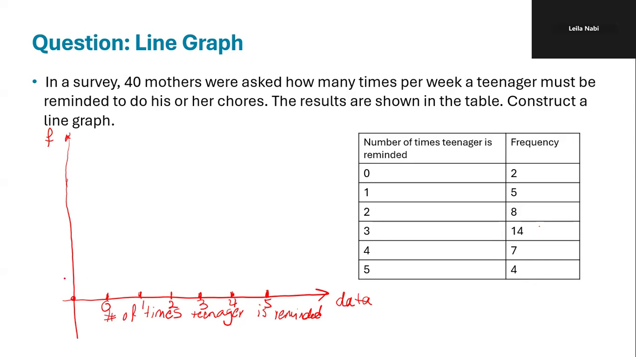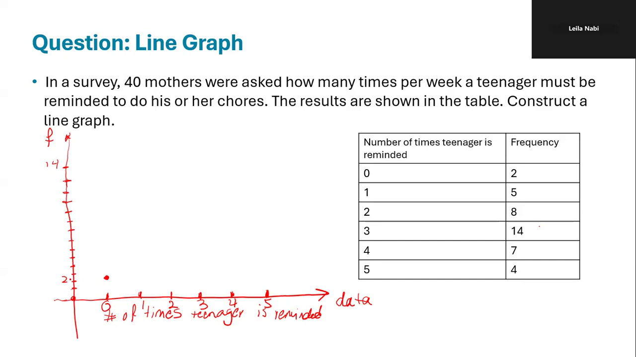And the frequency must always be in order. So from 1 to 14, I must have all the numbers there: 1, 2, 3, 4, 5, 6, 7, 8, 9, 10, 11, 12, 13, 14. So the first number, 0, the frequency is 2. Okay, I'll just put a point.